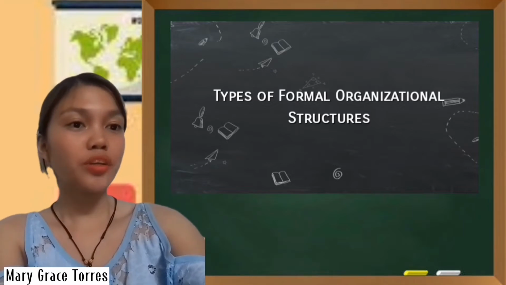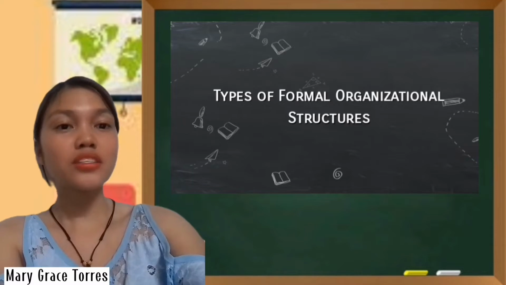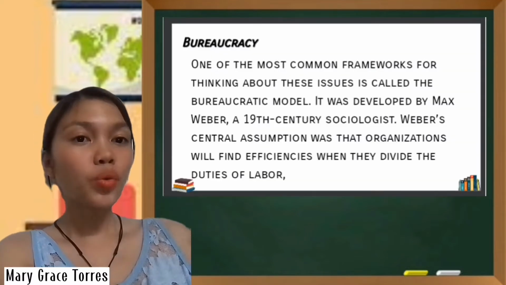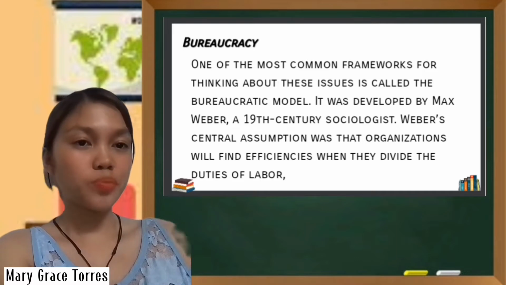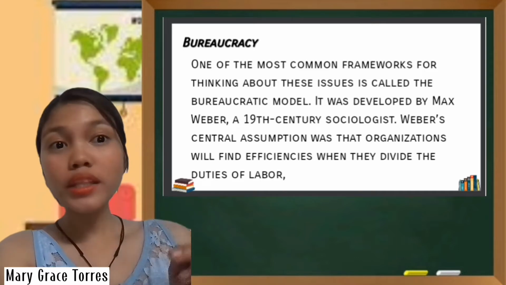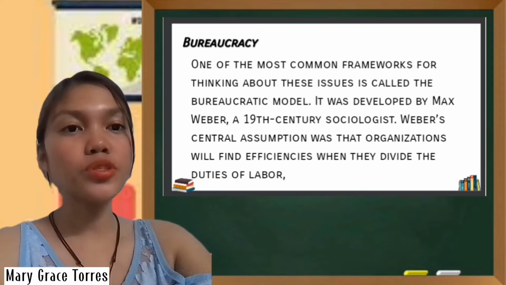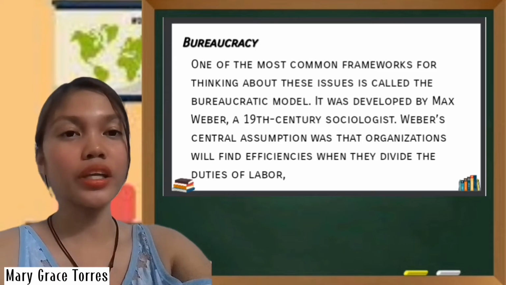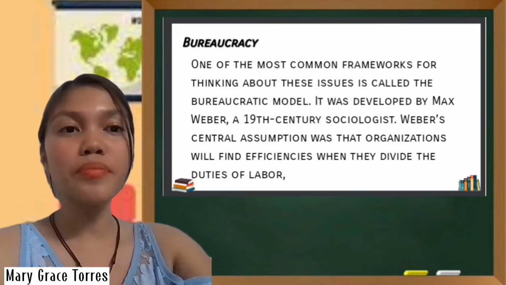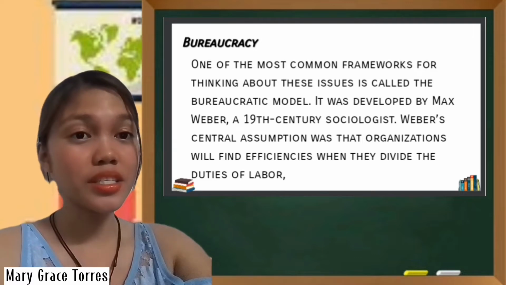I am here to report about the types of formal organizational structure. So, the first type of formal organizational structure is bureaucracy. What is bureaucracy? One of the most common frameworks for thinking about these issues is called the bureaucratic model. It was developed by Max Weber, a 19th century sociologist.